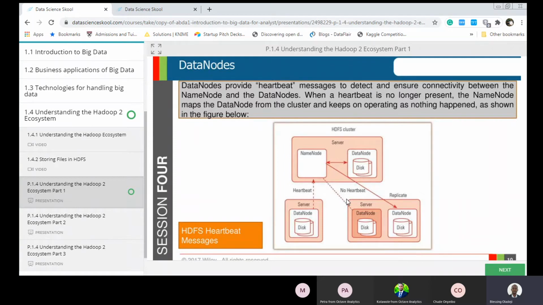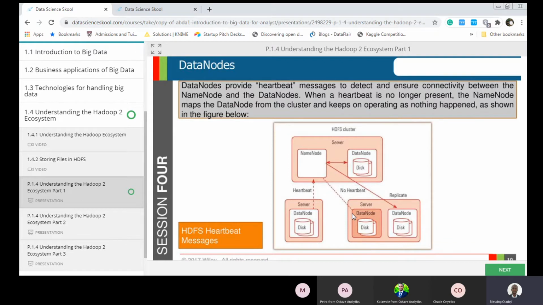Why all of that has to be done is that we just need to make sure that we avoid a single point of failure. We don't want a situation where if a node goes down, or if a data node goes down, or if a server goes down, then we are done for. That means we no longer have access to the data. So that explains that part.